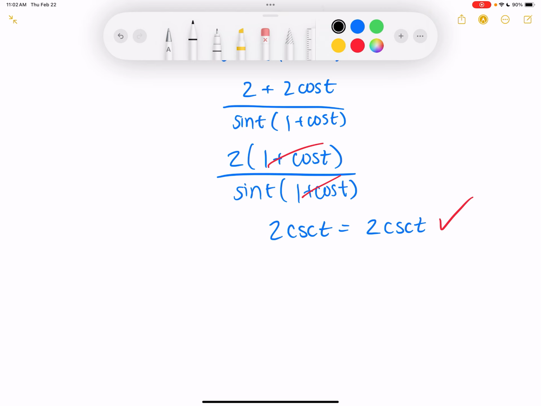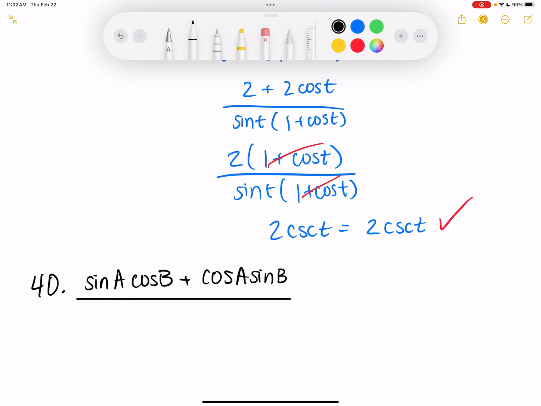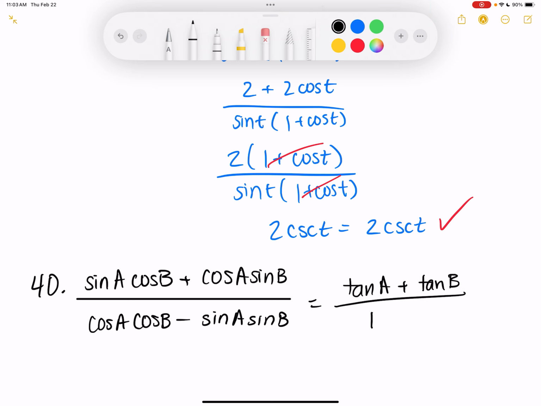So it's sine A cosine B plus cosine A sine B over cosine A cosine B minus sine A sine B equals tangent of A plus tangent of B over 1 minus tangent of A tangent of B. Hard pass.